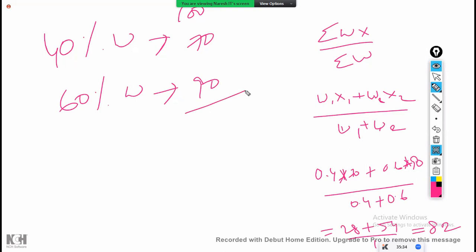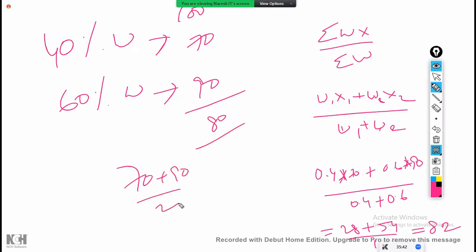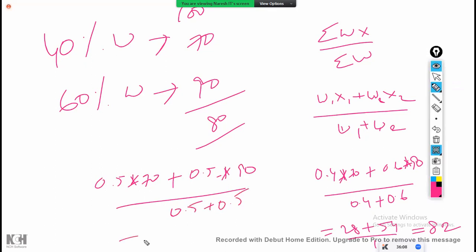If you take it directly, you'll get 80. That is 70 plus 90 divided by 2. What you are doing indirectly is taking 50% weightage for this and 50% for that. Both have equal weightage. That is the meaning of arithmetic mean, the normal mean: 0.5 into 70 plus 0.5 into 90 divided by 0.5 plus 0.5, which is 35 plus 45, which is 80.